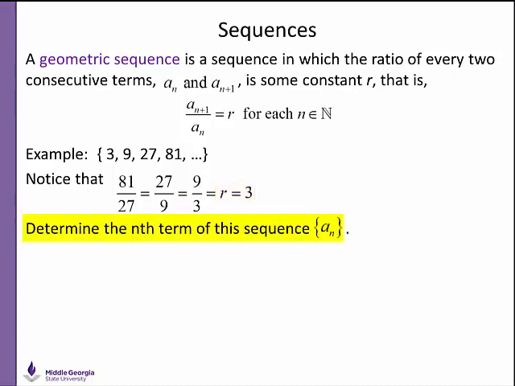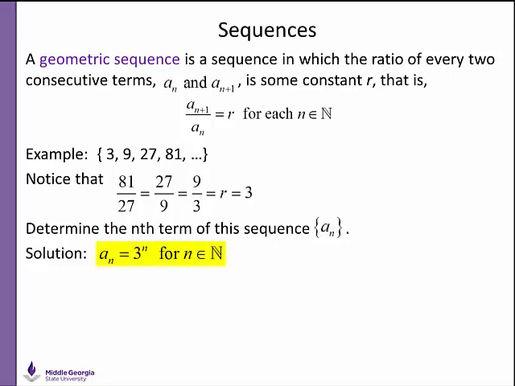So, determine the nth term of the sequence a sub n. Well, this one is pretty simple. We see that a sub n should be 3 to the n for every n an element of the natural numbers. And if we check that with the example above, the first term is 3, and the first n is 1. 3 to the 1 is 3. Then we let n be 2. 3 squared is 9. Then we let n be 3. 3 cubed is 27. Then we let n be 4, and 3 to the 4th is 81.